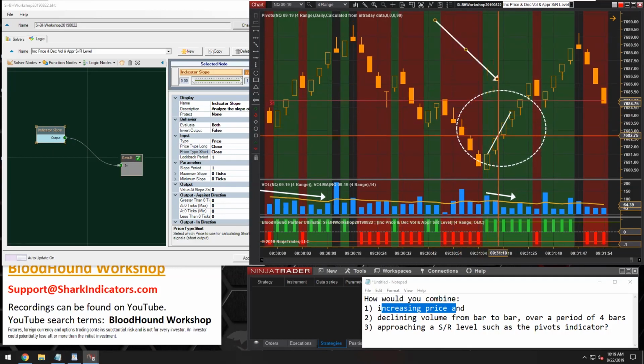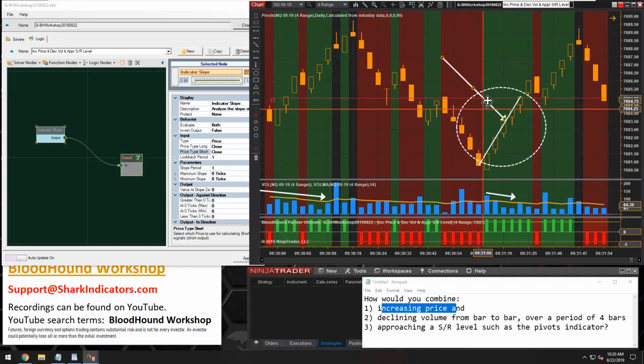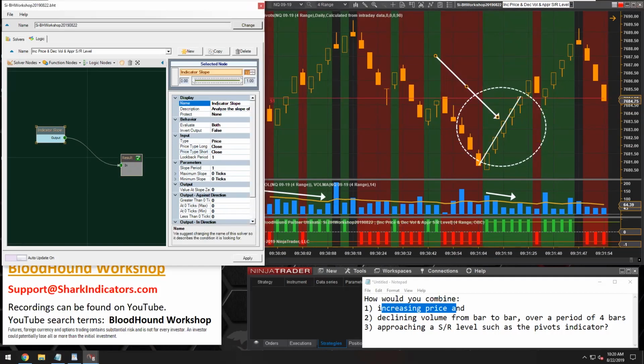So let's make this a little more generic. There we go. So, all right. Let's give this solver a name here. So we're looking at price slope. There. Okay, so there is condition number 1.